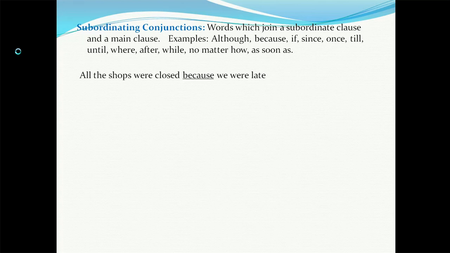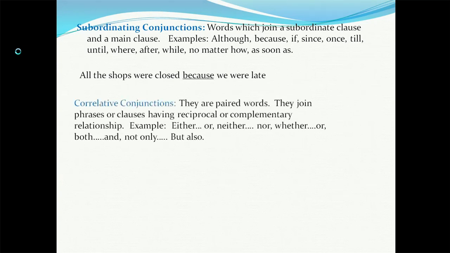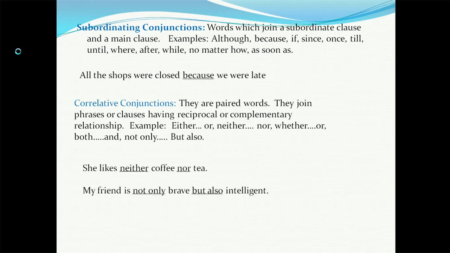Mostly the subordinating conjunction will be at the beginning of the subordinate clause. Next come correlative conjunctions. They are usually paired. They join phrases or clauses which have a reciprocal or complementary relationship. They are used together in a sentence, like either or, neither nor, whether or, both and, not only but also.